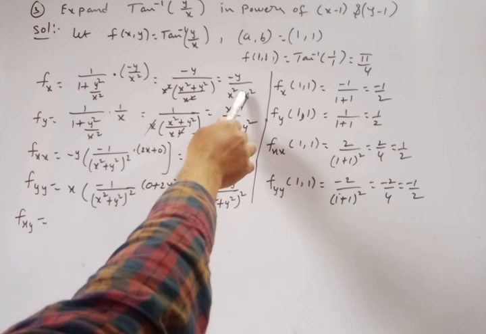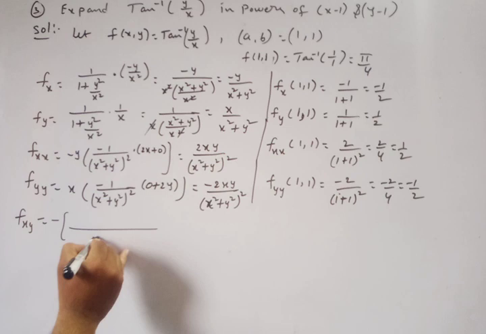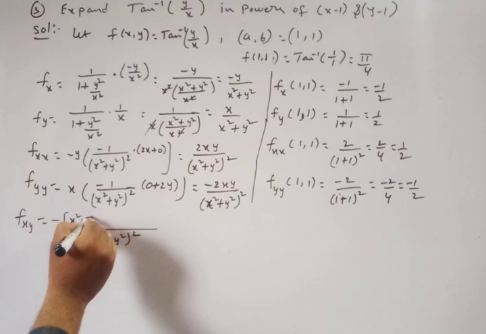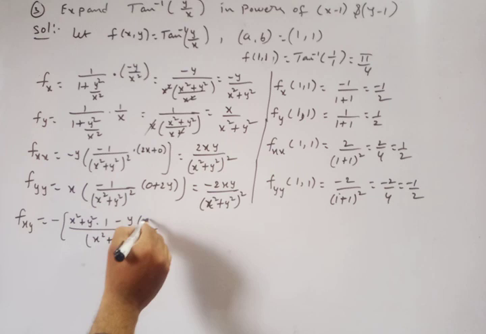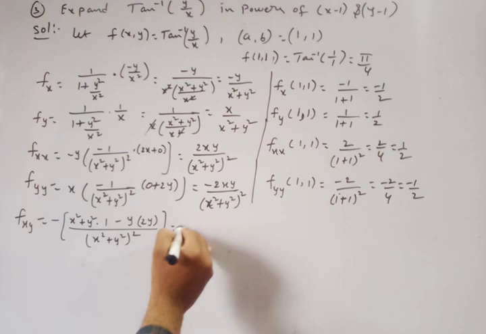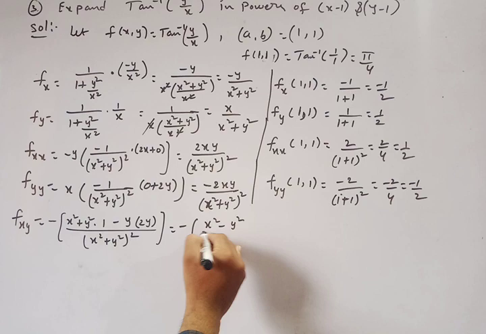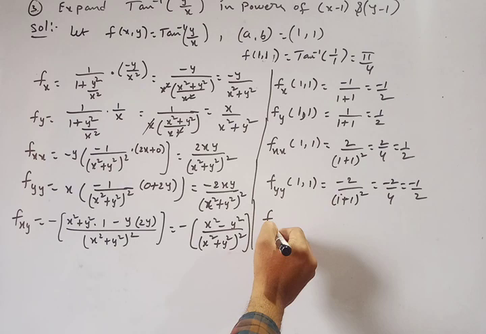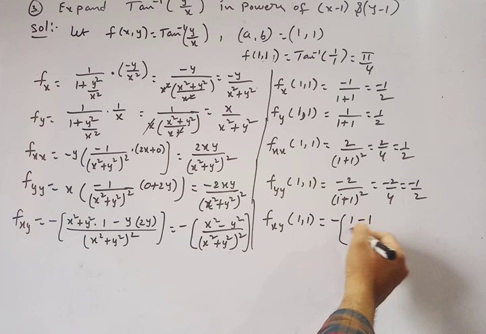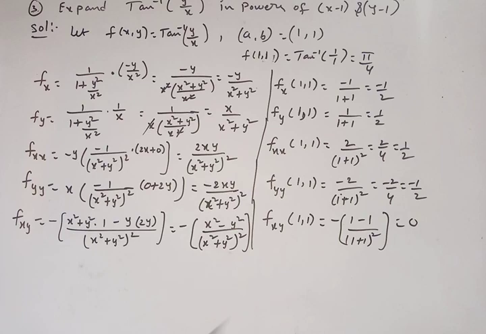Using the u by v formula, minus, the denominator is v square, (x square plus y square) whole square. In the numerator, v into the differentiation of y, which is 1, minus y into the differentiation of y square, which is 2y. So what I am getting here is (x square minus y square) by (x square plus y square) whole square. Now we have to calculate f_xy at (1, 1). If I substitute, 1 minus 1 is how much? 0. So this term became 0. Correct?